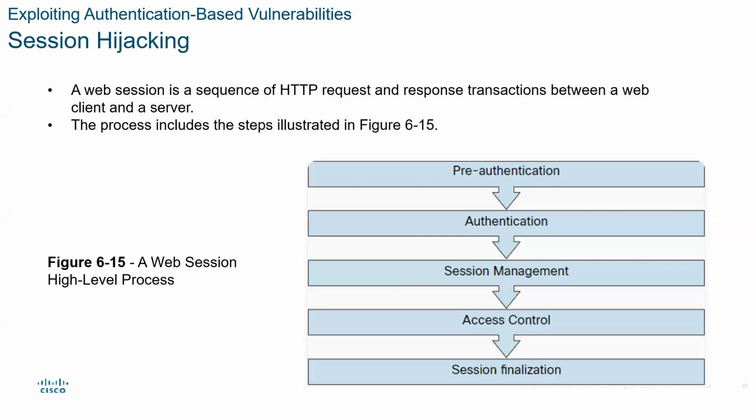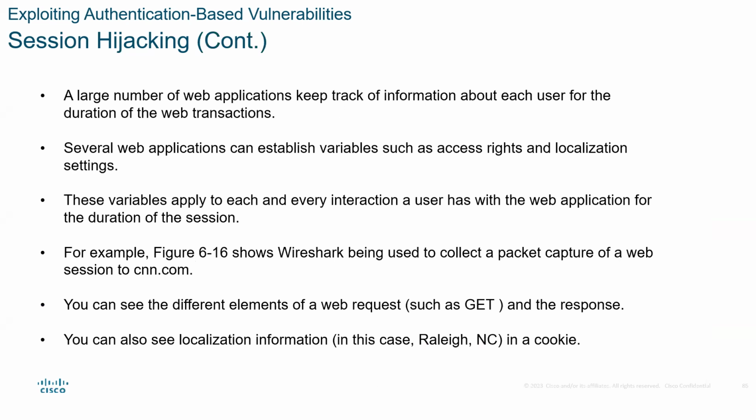So now, how do these sessions get hijacked? A large number of web applications keep track of information about each user for the duration of the web transaction. Several web applications can establish variables such as access rights and localization settings. These variables apply to each and every interaction a user has with the web application for the duration of the session. Now, there's an example which we have, I think it's from Wireshark. Yep, we're going to get there very shortly.